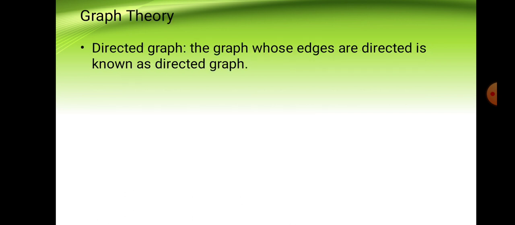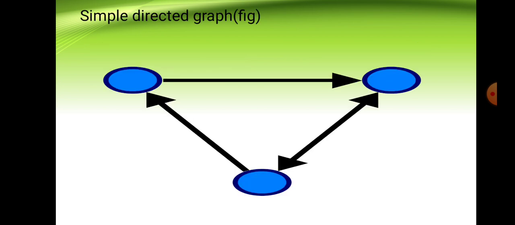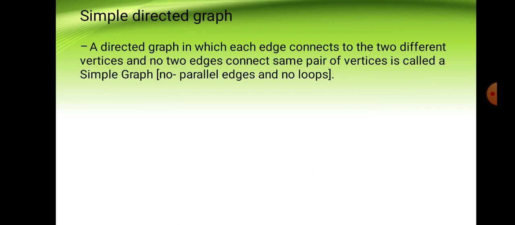Directed graph. A graph whose edges are directed is known as a directed graph. Example or figure for a simple directed graph. Simple directed graph definition: a directed graph in which each edge connects two different vertices and no two edges connect the same pair of vertices is called a simple graph. Here, no parallel edges and no loops are allowed.